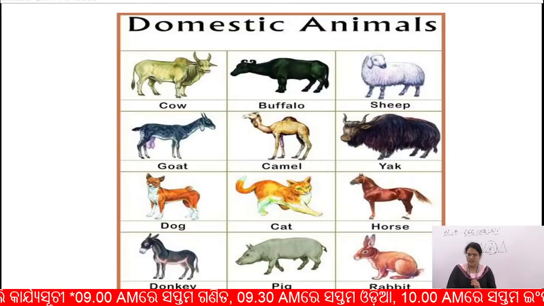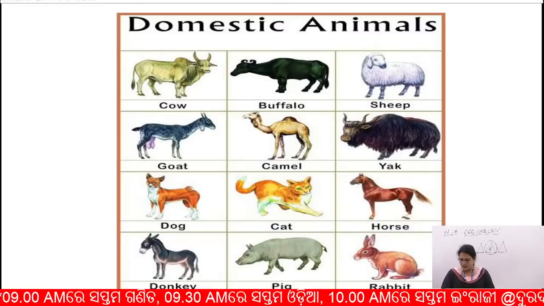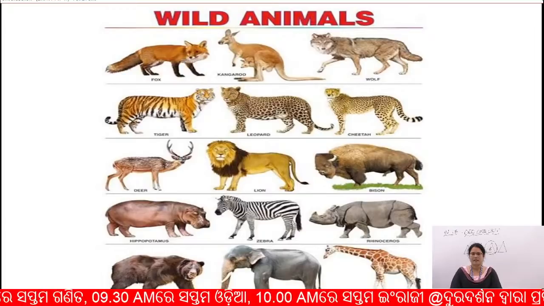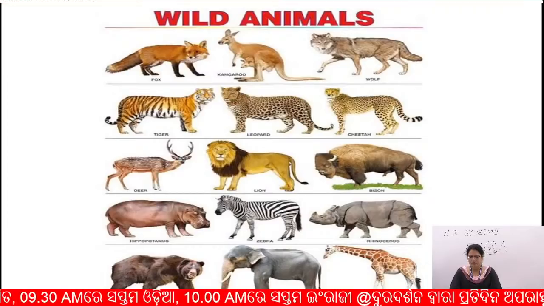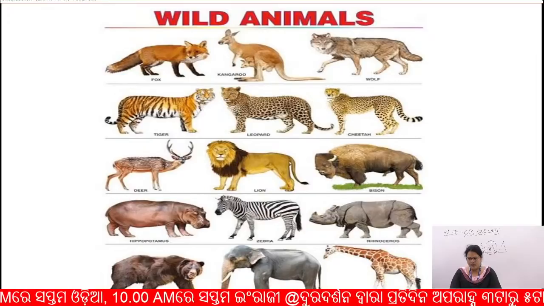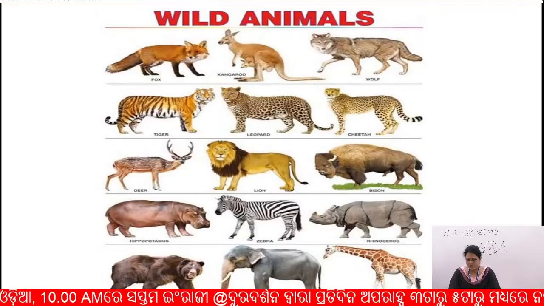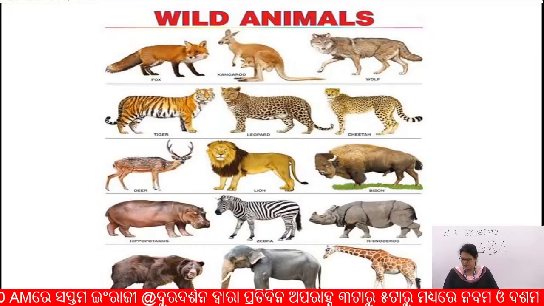Now look at the next one, students. Wild animals, all are wild animals. None of them are domestic animals or pet animals, such as fox, kangaroo, wolf, tiger, leopard, cheetah, deer, lion, bison, hippopotamus, zebra, rhinoceros, bear, elephant, giraffe. All are wild animals. So these are the members of a same type of group.